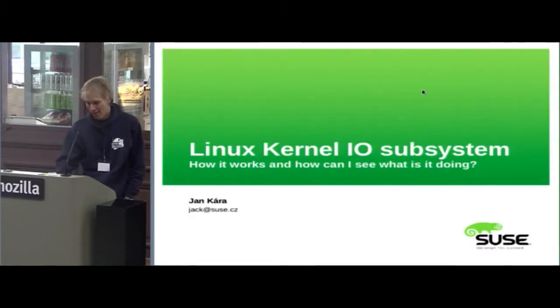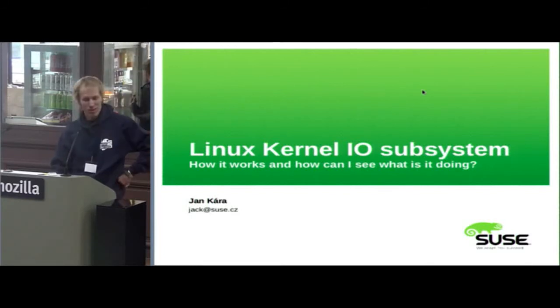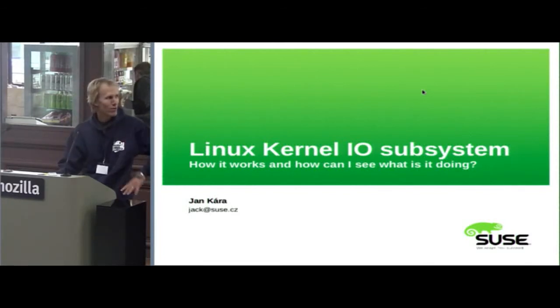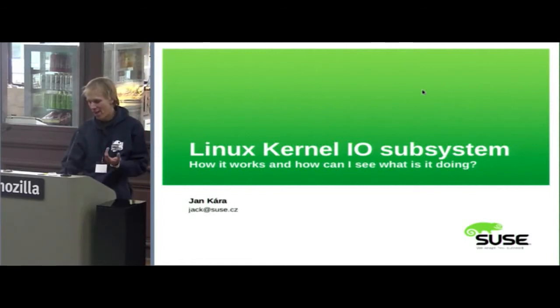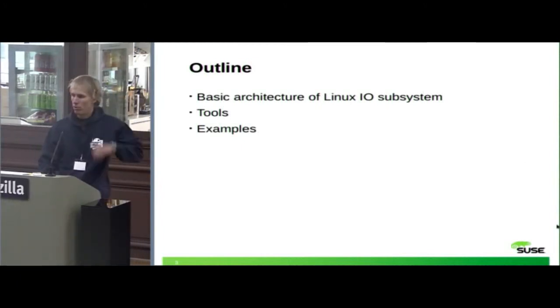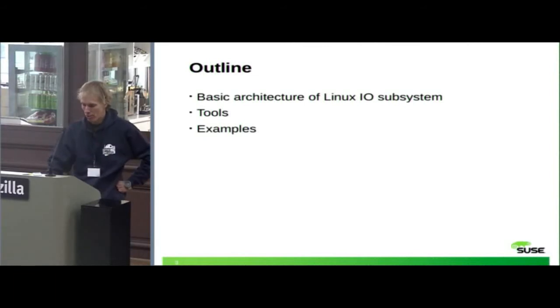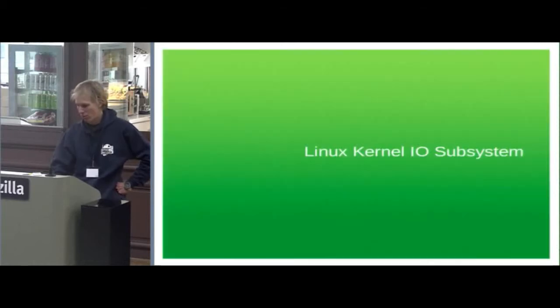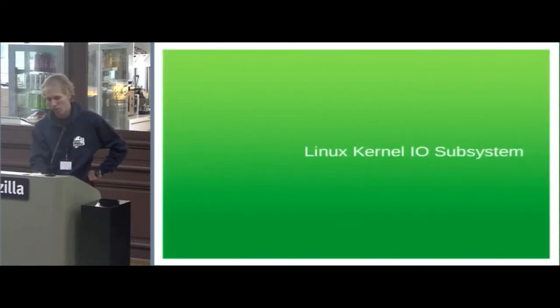So, as Ann said, this is the first talk about the IO subsystem, then Jens will continue with some new developments in that area. My talk will be more about what the basic architecture is and how you can see what it's doing when you are debugging, when you want to understand what happens. First I will overview the basic architecture. I will then introduce you to some tools which can show you what the block layer is actually doing, what IO is happening in the system, together with some examples like how to use the tools, what kind of problems you can debug and so on.